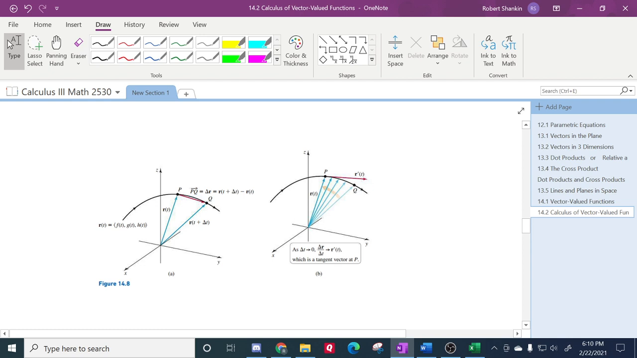As Δt approaches 0, change in r over change in t. Now that change in t is going to be a scaling thing, and as you make it half as much, the vector tends to get half as small, but then you're dividing by 1/2, which is doubling it, and it'll keep that vector magnitude fairly constant.